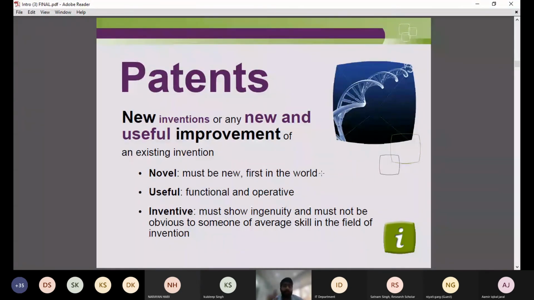That means the cost of developing a product that I have been developing is very less than the already existing product in the market. If I'm able to prove those things, then I can say that my technology is non-obvious. That means it is inventive in nature. So these are the three basic criteria which every technology should fulfill to get patent protection.